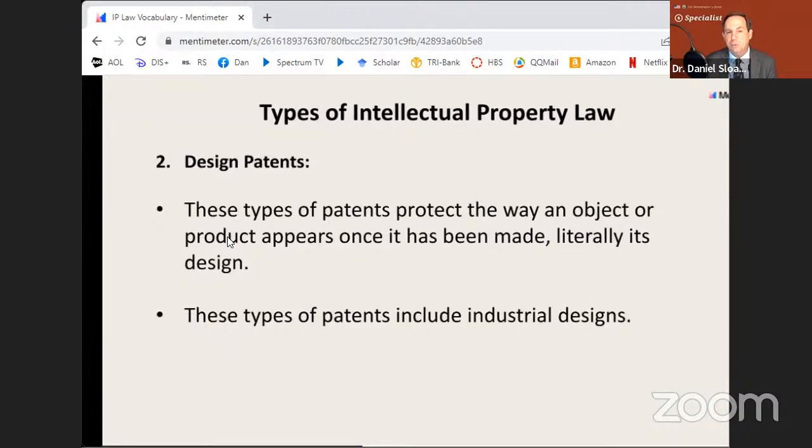Design patents, which was number 2. These types of patents protect the way an object or product appears once it has been made, literally its design. These types of patents include industrial designs.